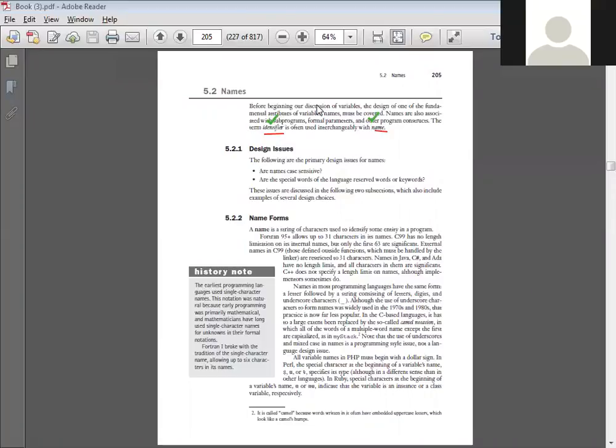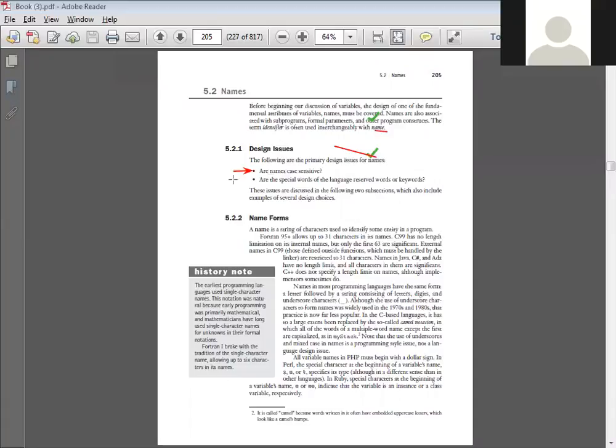5.2.1, design issues. The following are the primary design issues for names. Remember, if you hear the word name, it is the same as the word identifier. You must remember this because as you continue to read, it will not remind you. So here are the two things that you need to remember. The first thing is names are case sensitive. Case sensitive means uppercase letters or small letters.